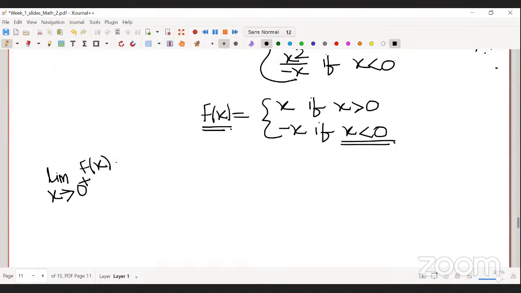So the left hand limit. If x is greater than 0, the value of the function is positive x, and if x is less than 0, minus x. So this is the function, and this point is not included. As you can see, when you are coming to 0 from the right hand side, the value of the function approaches 0.